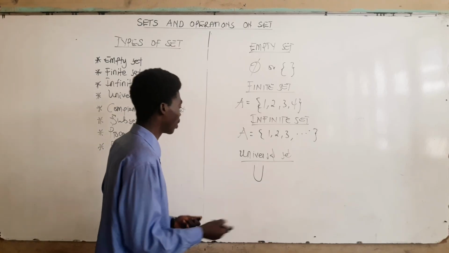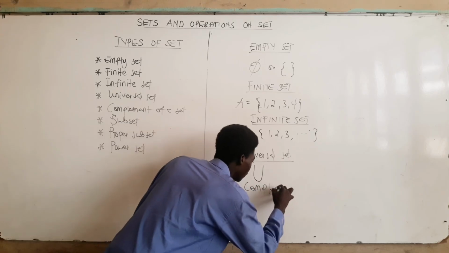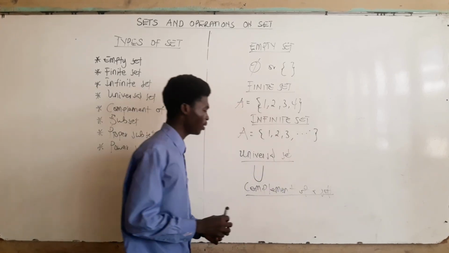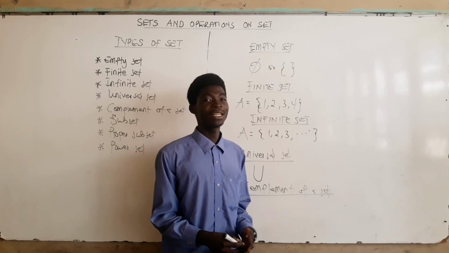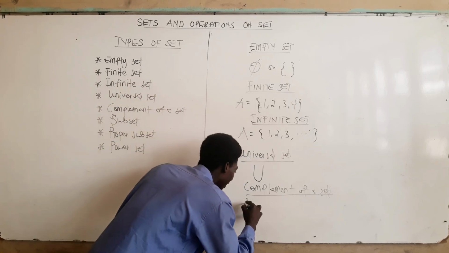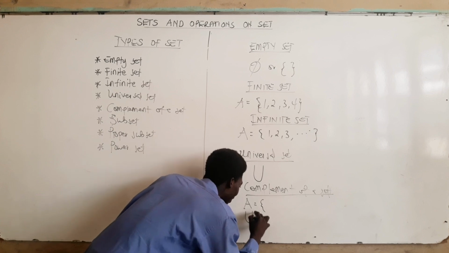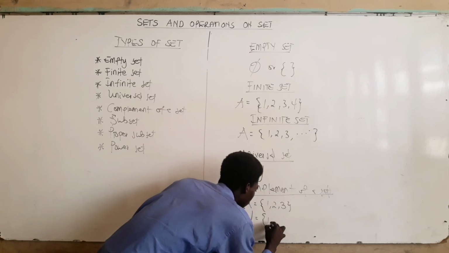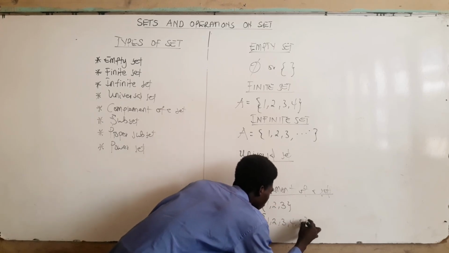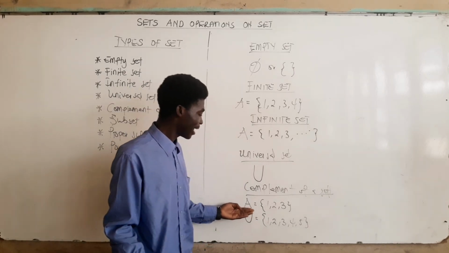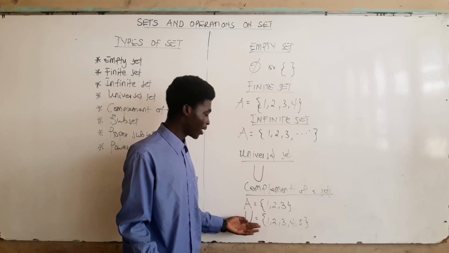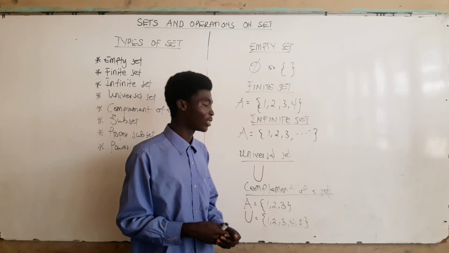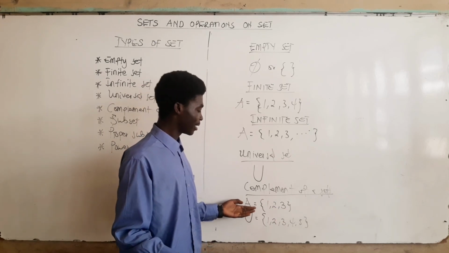Now let's talk about the next one, which is the complement of a set, or complement of sets. With the complement of a set, I'm going to explain with an example. So let's say we have set A and the universal set. This is an example. You have the set A here and the universal set. The universal set, as I said, contains all the elements under consideration. So this is the universal set and this is the set A here.